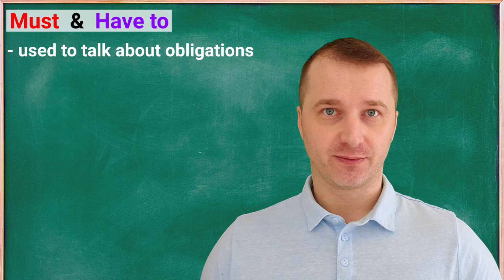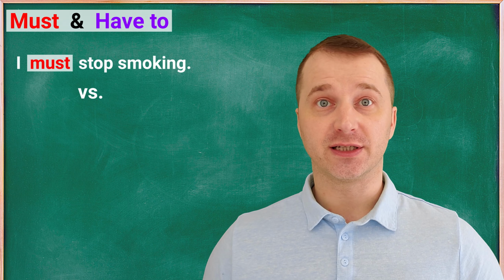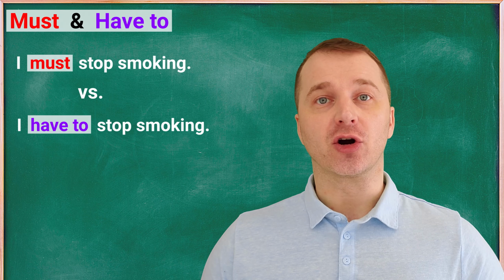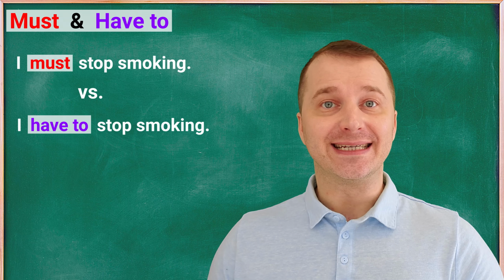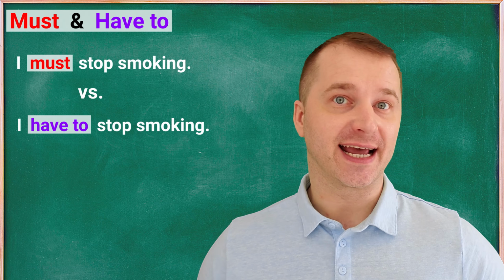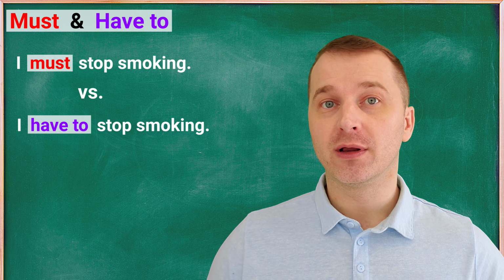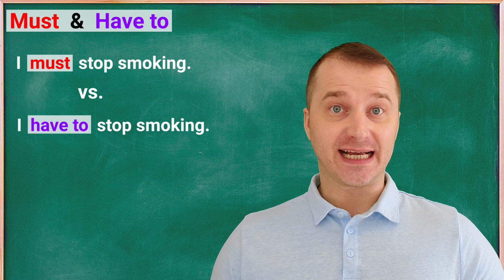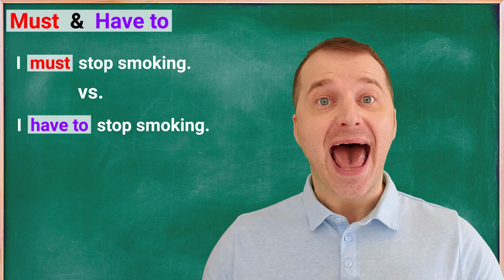Okay. As previously stated, both must and have to are used to talk about obligations, things that are necessary for us to do. Let's look at two examples here. I must stop smoking versus I have to stop smoking. If you asked a native speaker of American English, and not a teacher, but an ordinary person, what the difference is between these two sentences, that person would probably say that these sentences are the same. Some might say that must is stronger and more formal, and have to sounds more natural. So if you ever find yourself debating whether to use must or have to, just use have to, because have to is much more common than must.